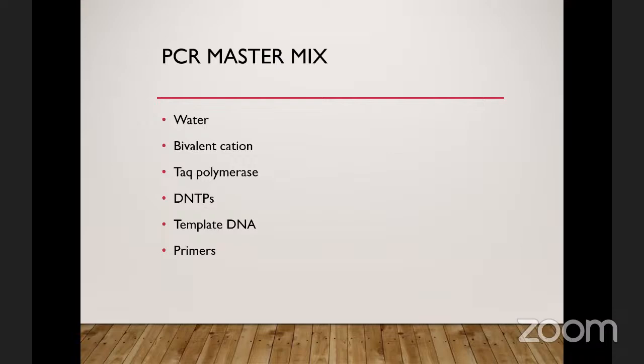So master mix means all the materials, the components that are essential for a PCR reaction to take place, that will be in the PCR tube that you are putting inside the cycler. That's simply what master mix is all about. Next slide, please.